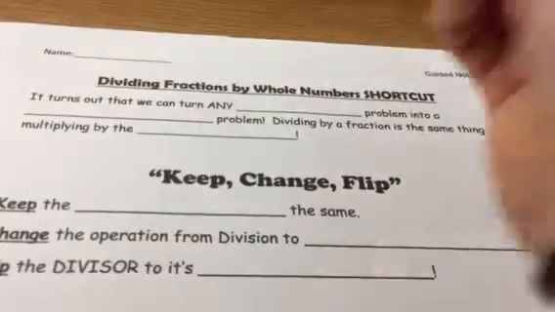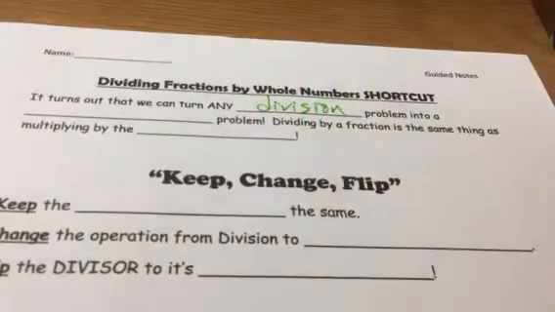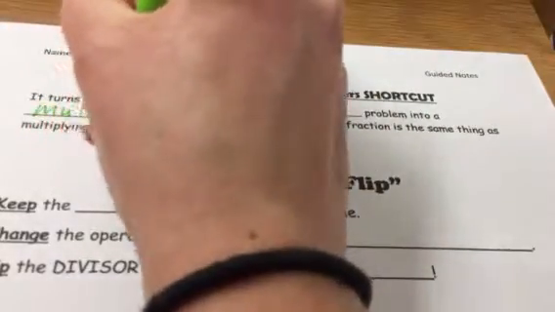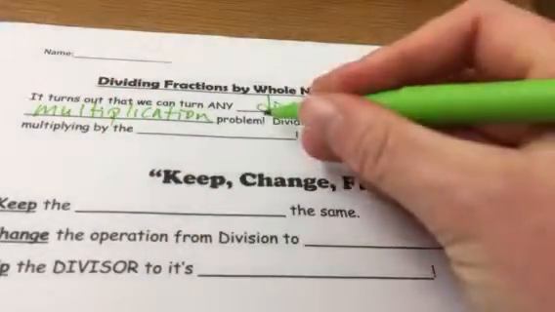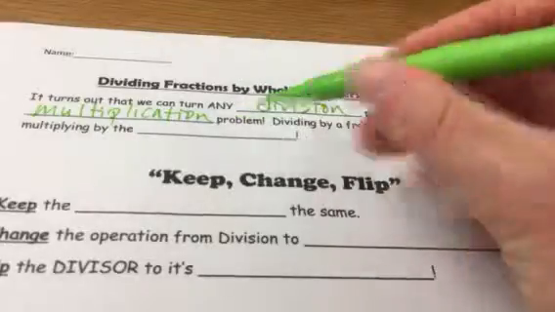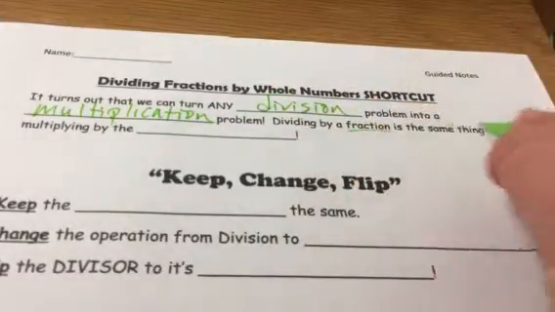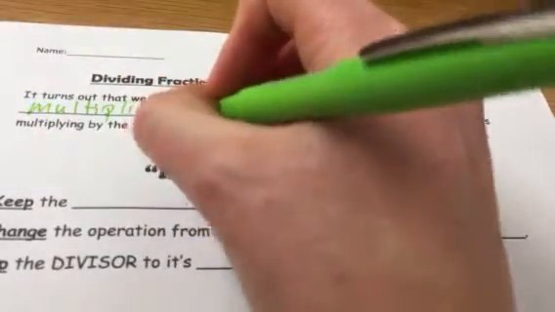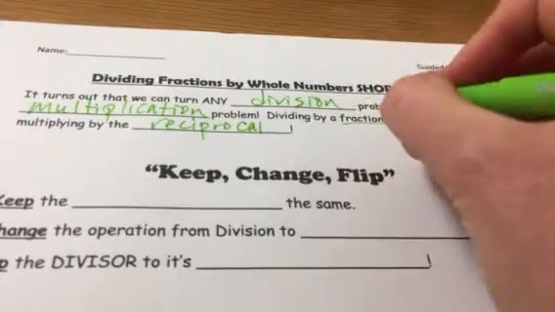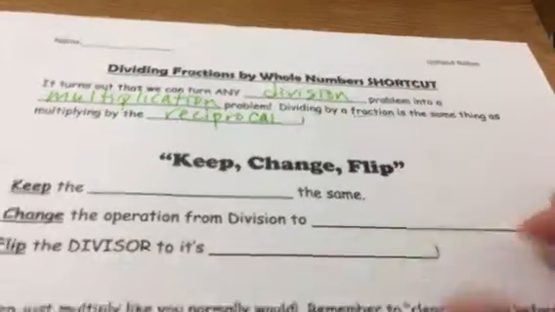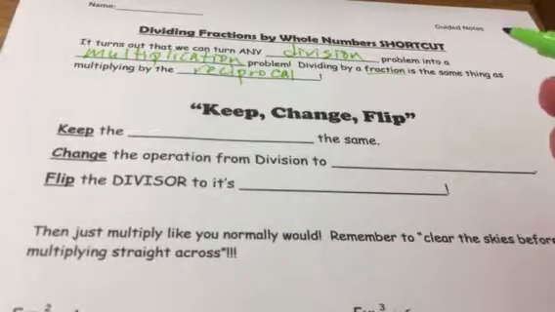Now remember, we can turn any division problem into a multiplication problem. Now again, if you change your operation, you're going to need to change something else about it. So when we're dividing by fractions, we need to multiply by the reciprocal. Well, not even by fractions, by any number. And in fact, we're going to be dividing by a whole number. So really, it's just that we need to flip whatever that second number is. We need to flip the divisor.